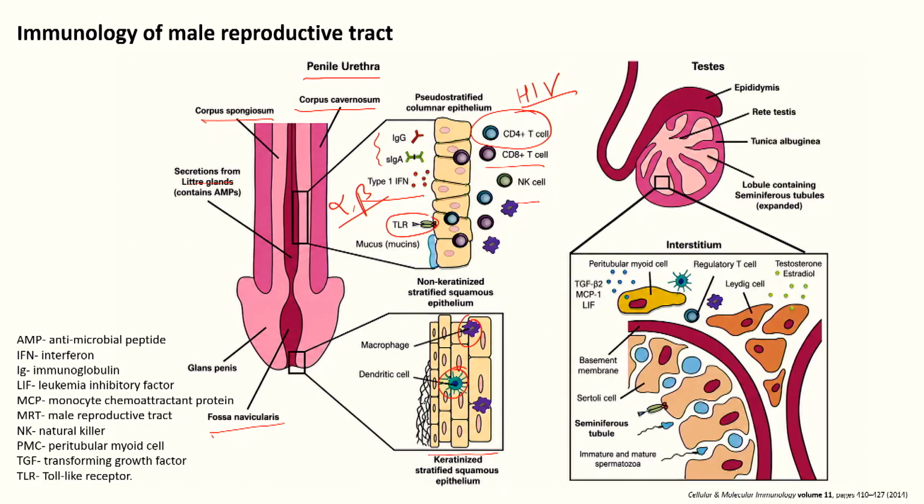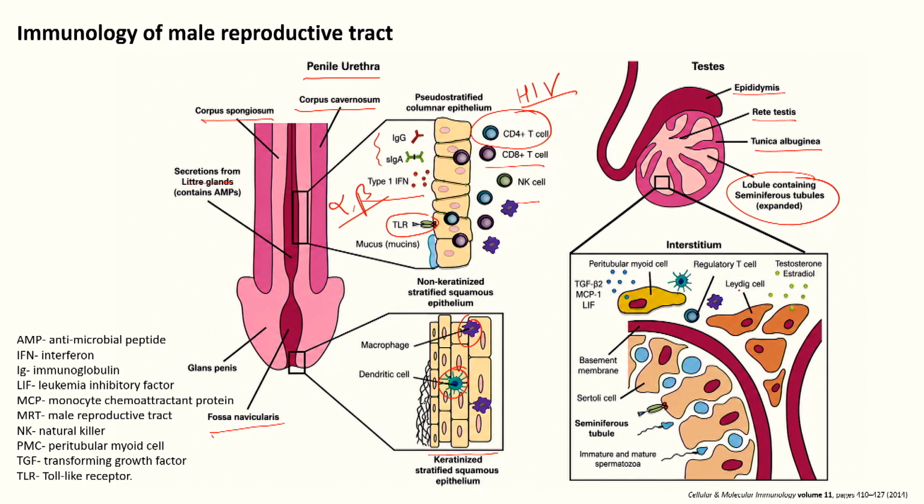Then we have the testicular part, and this is a complex structure of testis and epididymis, which gives passage to the sperm formed in the testicular area. So these are the rete testis, tunica albuginea, and then the seminiferous tubule. The seminiferous tubules are the site for sperm production.